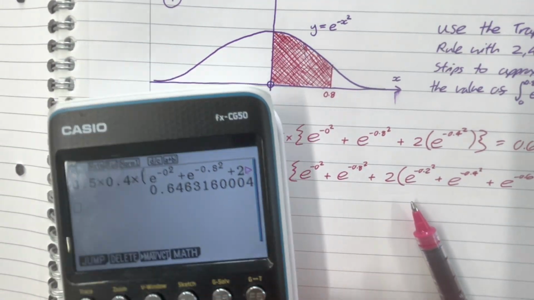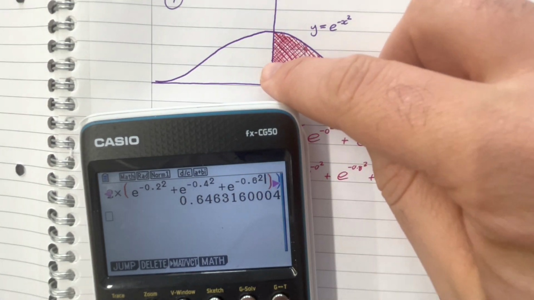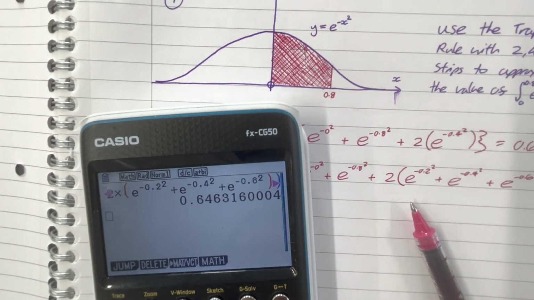Okay, so rather than writing it out again, I'm just going to modify this line up here. The h value changed from 0.4 to 0.2, so just update that. The first value and the last value are the same, so I can just keep those there. And then in here, I'm also going to get an e to the minus 0.2 squared, and an e to the minus 0.6 squared. Okay, so my x values will be 0, 0.2, 0.4, 0.6, and 0.8, to split the 0 to 0.8 strip up.